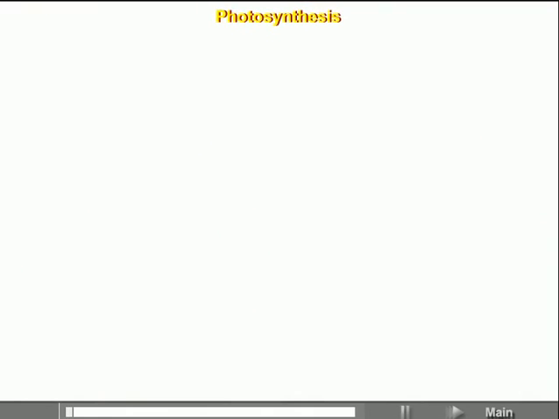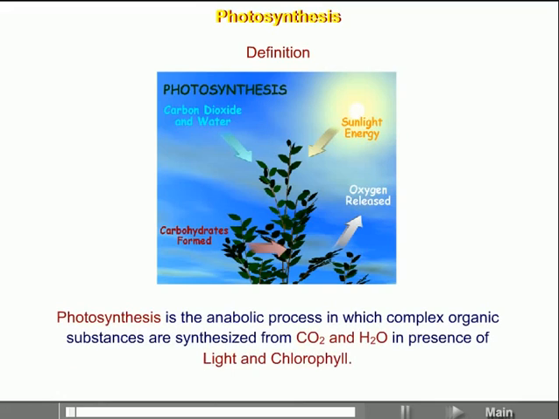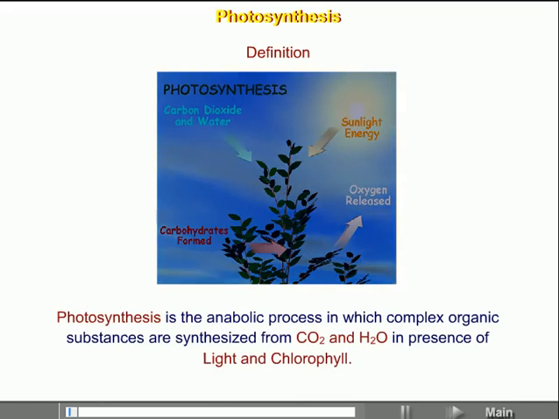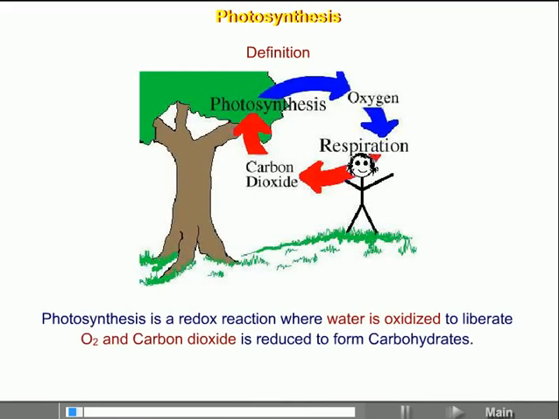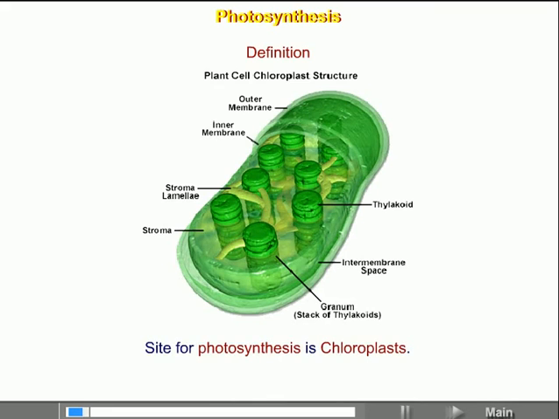Chapter 5, Photosynthesis. Definition. Photosynthesis is the anabolic process in which complex organic substances are synthesized from CO2 and H2O in presence of light and chlorophyll. Photosynthesis is a redox reaction where water is oxidized to liberate oxygen and carbon dioxide is reduced to form carbohydrates. Site for photosynthesis is chloroplast.